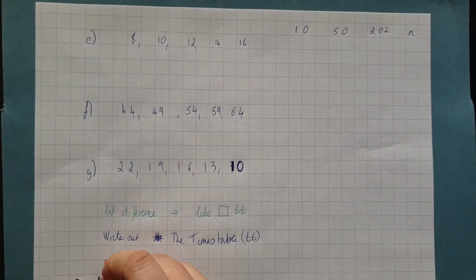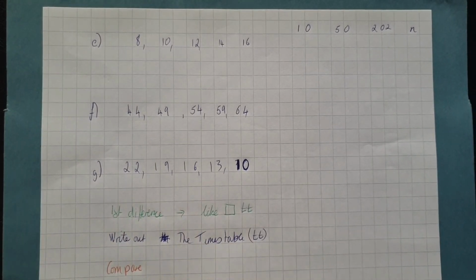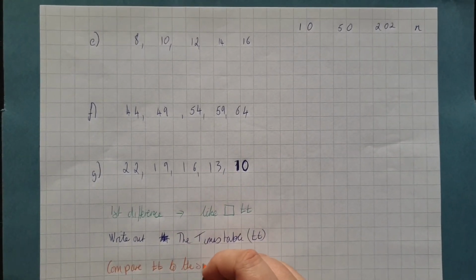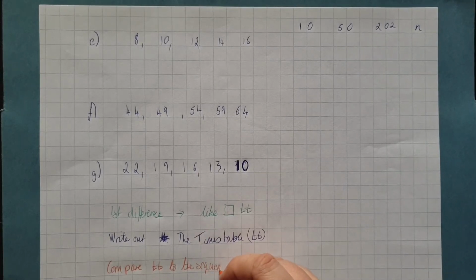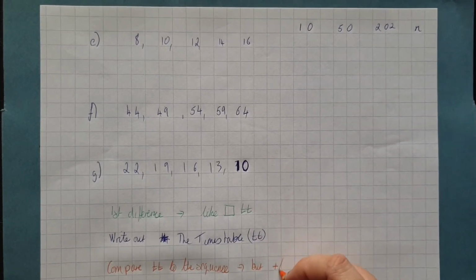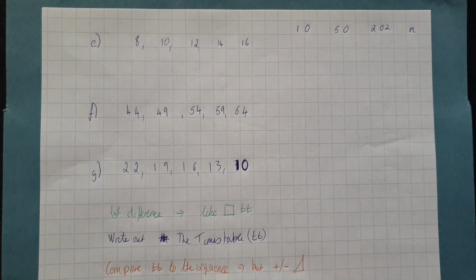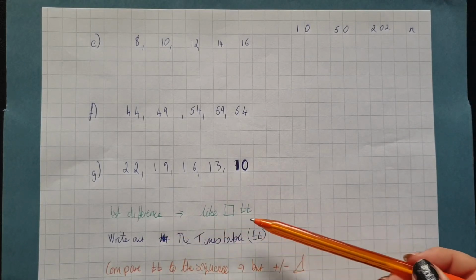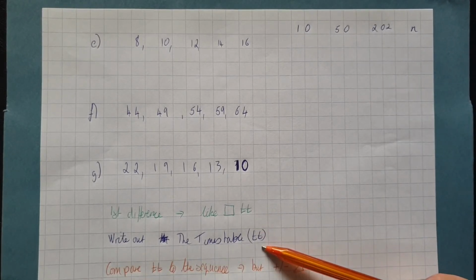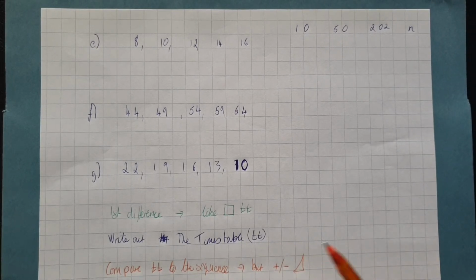You then need to compare the times table to the sequence. So that is the, add or subtract, whatever. So the 3 steps again. First difference, like that times table. You write out the actual times table. You then compare the sequence, but you decide if you're adding or subtracting.